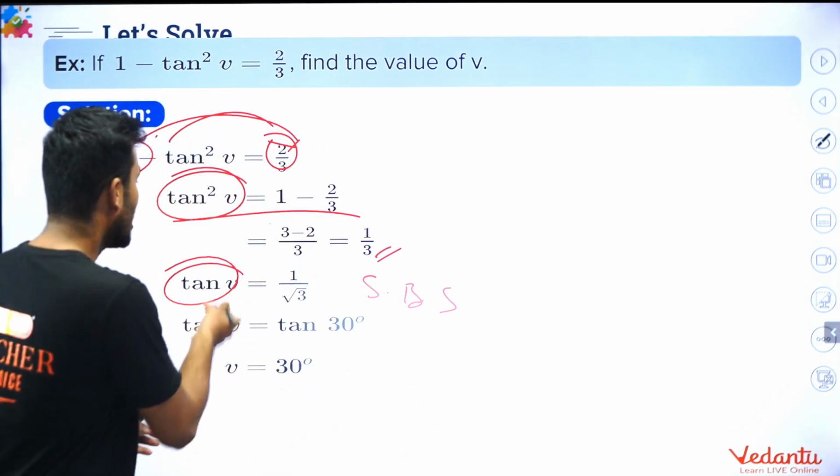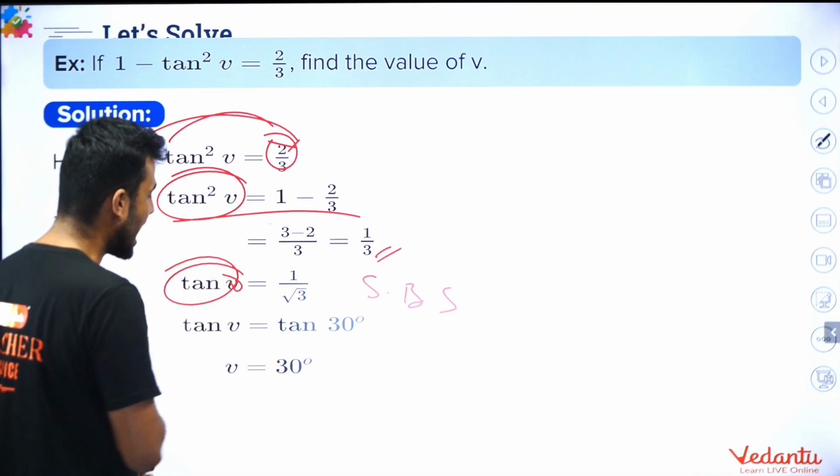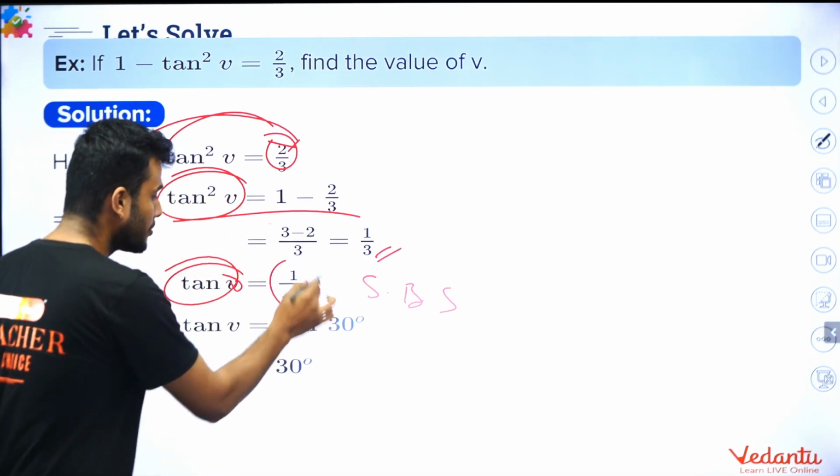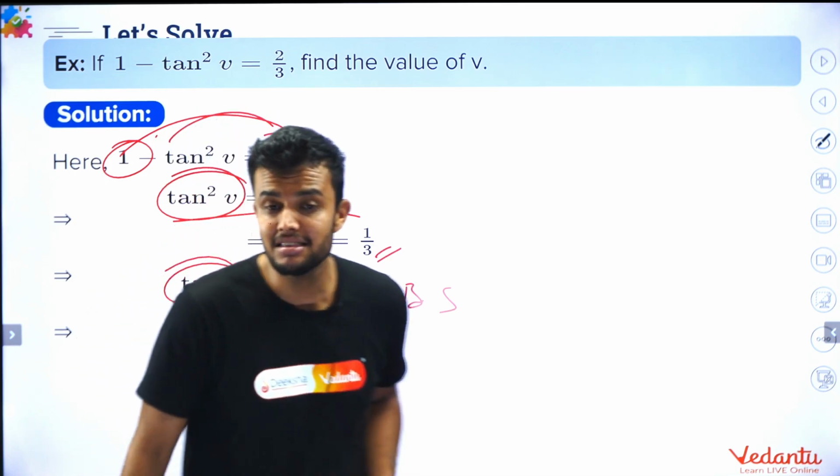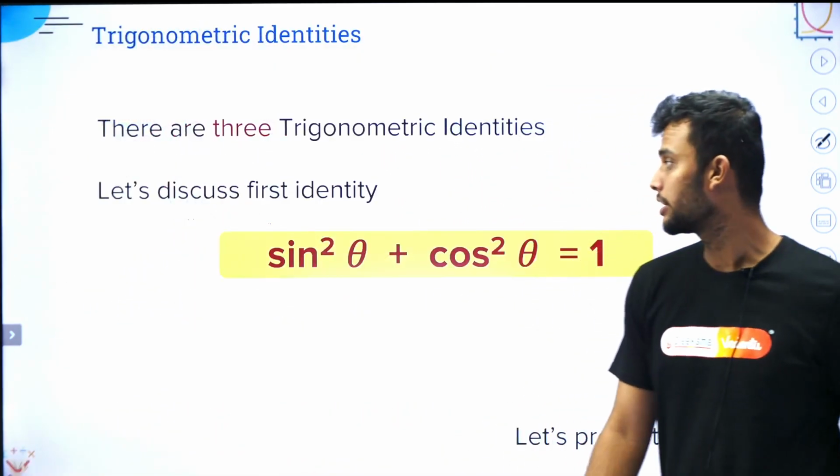If you take a square root, tan square v becomes tan v. Then 1 by root 3. 1 by root 3 value is nothing but tan 30. The 30 cancels, and this is the answer we got.